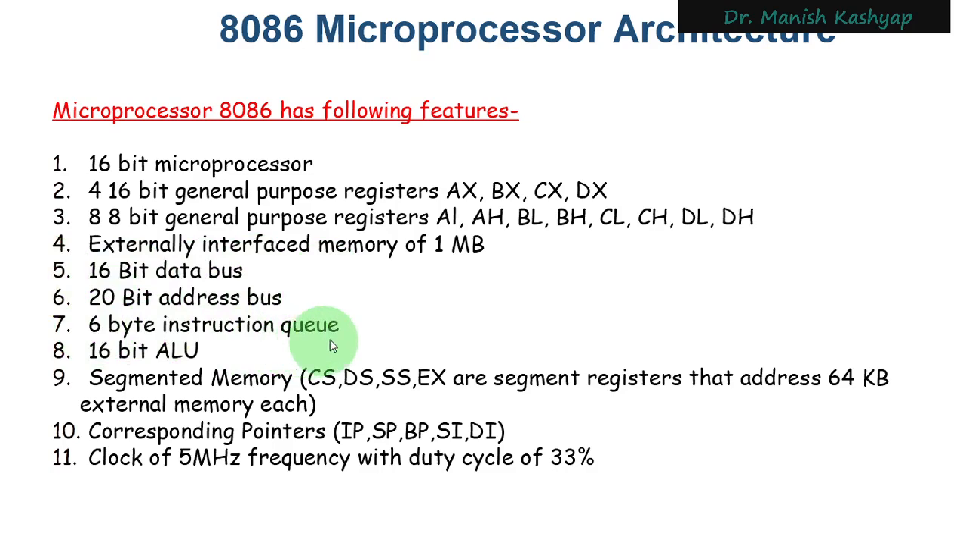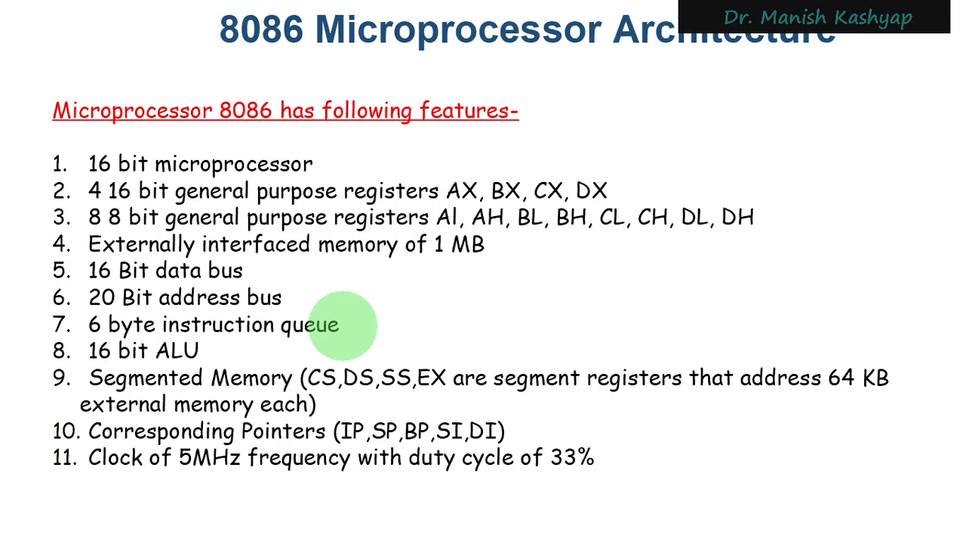It has a 6-byte instruction queue. So this is one point which is necessary for us to understand, that the 6-byte instruction queue makes the working of execution unit and your bus interface unit independent of each other, and this phenomenon is called pipelining, and this is the secondary reason for making the 8086 microprocessor perform better as compared to 8085, because the fetching of the instruction part is separate from execution of the instruction part. In 8085, first fetching happens, then decoding happens, then execution happens, then again fetching happens, decoding happens, and execution happens.